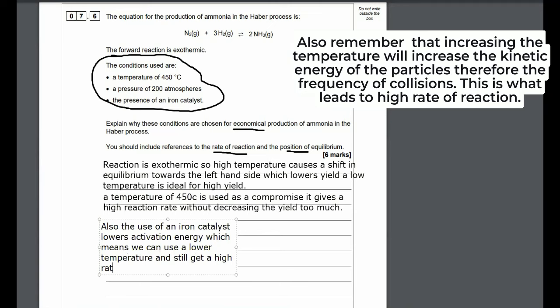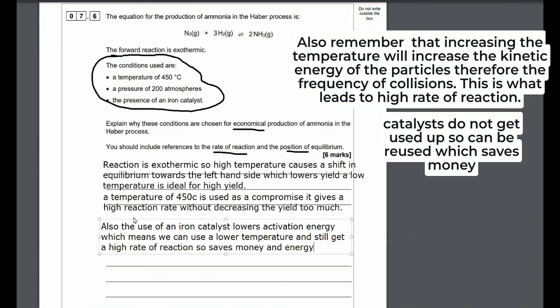So why use an iron catalyst? Well, an iron catalyst lowers the activation energy, so we can use that lower temperature and we don't have to use 1,000 degrees. And catalysts also don't get used up, so that saves us money. Obviously, they lower the activation energy. And what I didn't put here is they also provide an alternative route. And they save us money and they save energy, which is money as well.